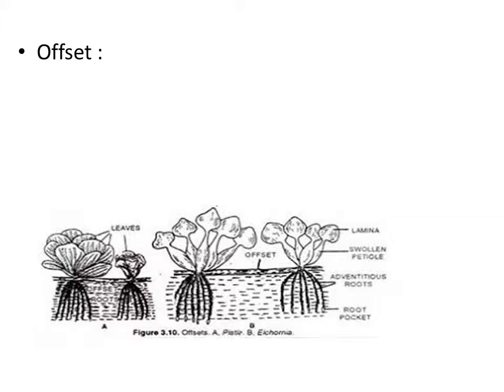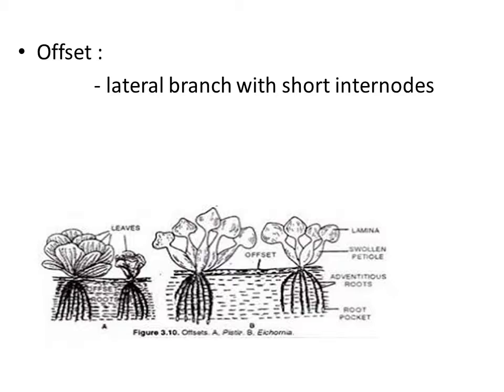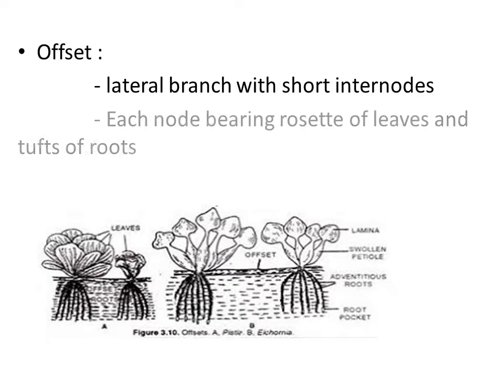So that short internodal structure that leads to the formation of a new plant is nothing but offset, right? So offset is a lateral branch with short internodes. So there is a short internodal structure that arises from the base of the mother plant, that is called an offset. So as I said, offset consists of nodes, right? So each node bears rosettes of leaves towards the aerial surface and tufts of roots towards the water, because these plants are aquatic plants, right?